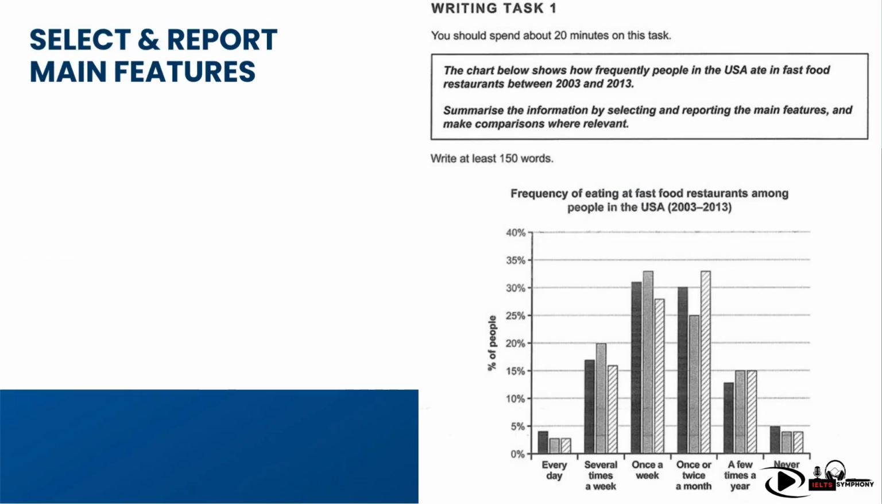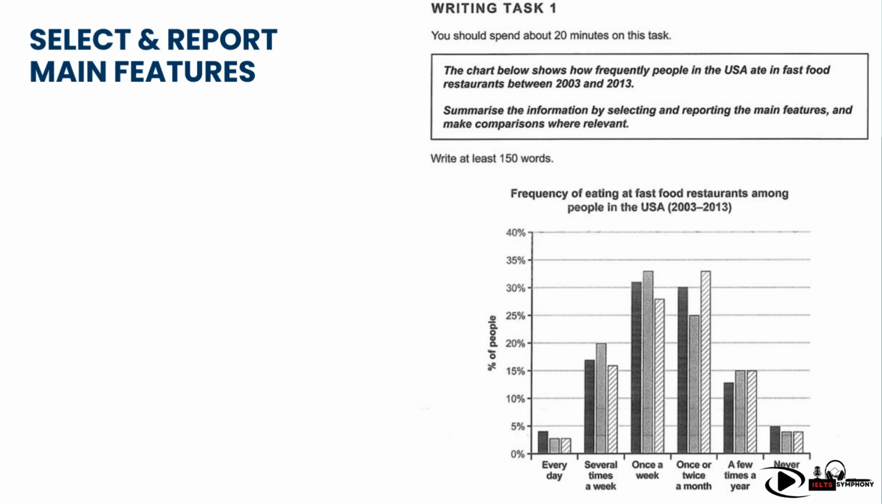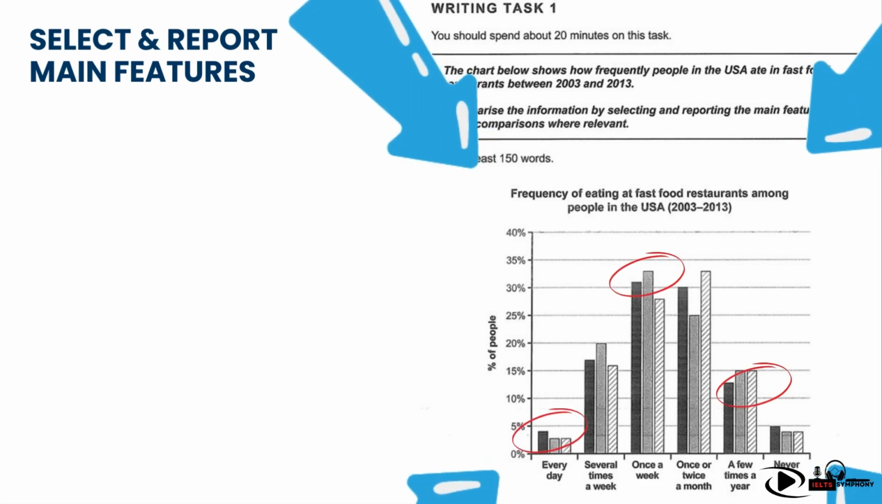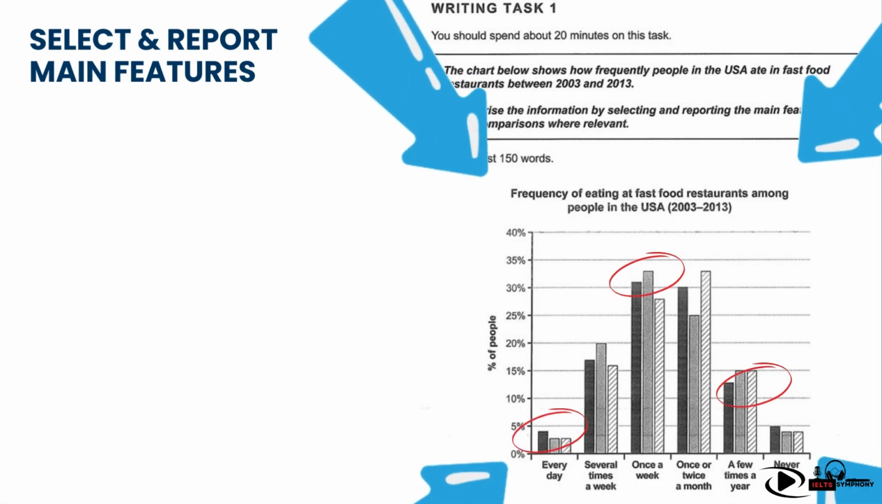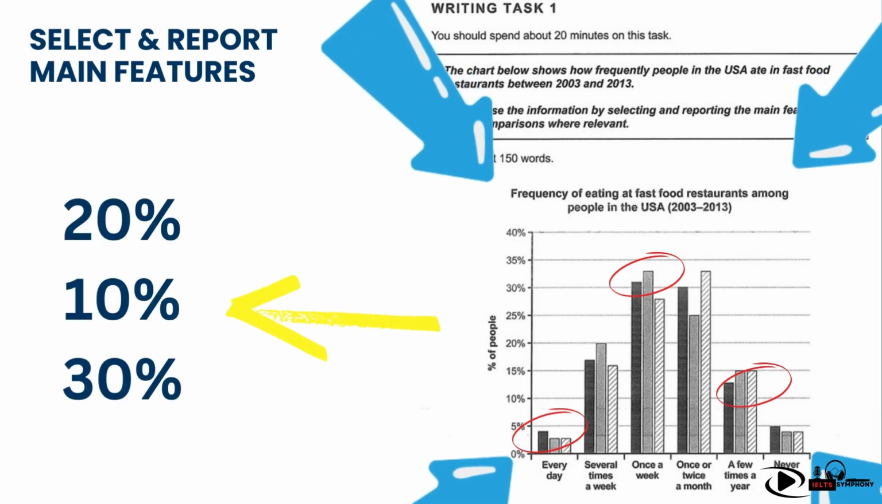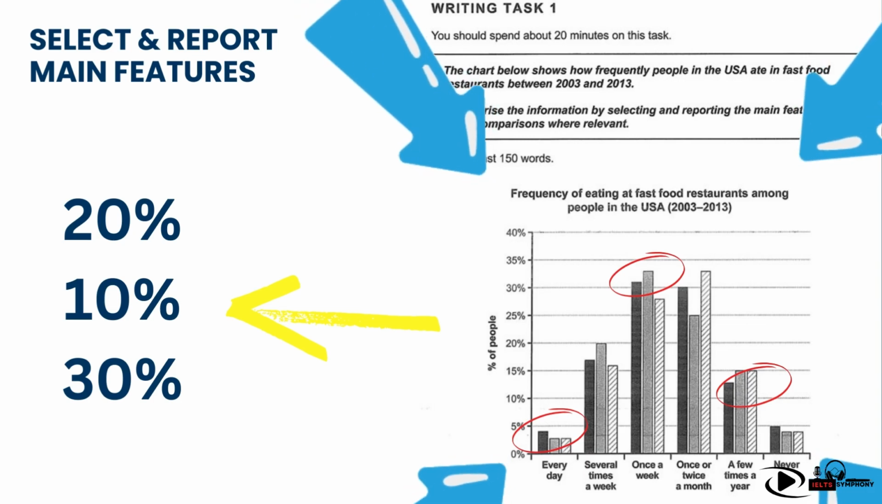2. Select and report main features. Focus on highlighting the main features of the data within the limited word count. Support your analysis with important numerical data directly extracted from the visual. Prioritize accuracy and data selection to aim for a high score.